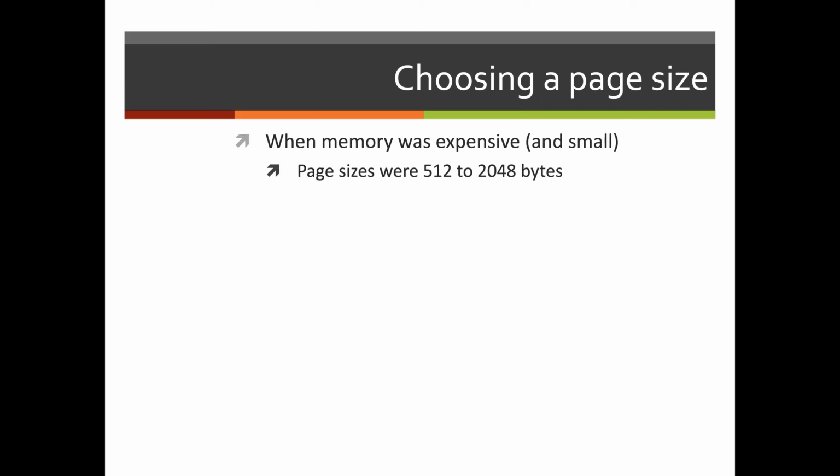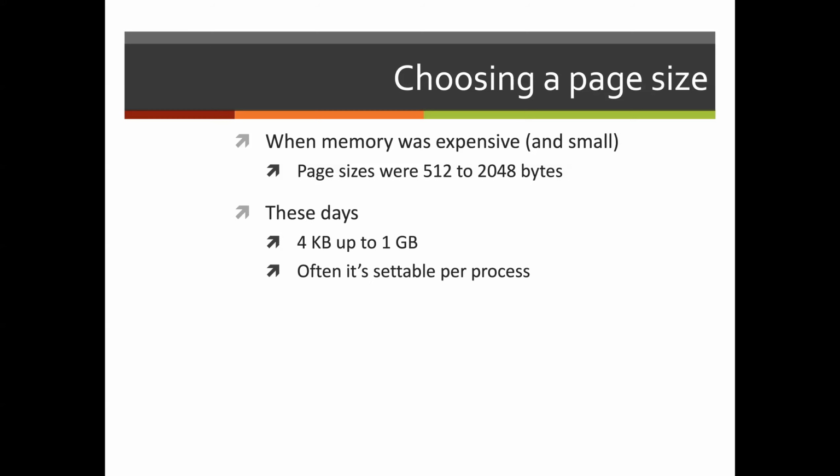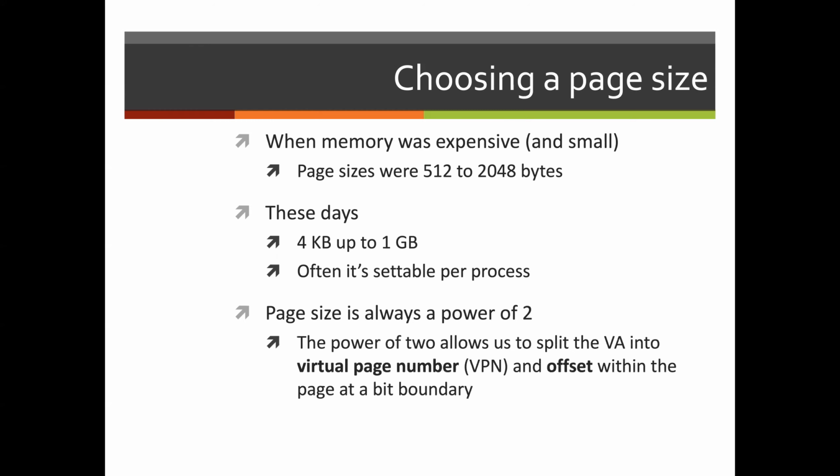And so you want to keep in mind that page sizes varied from 512 to 2048 bytes several decades ago. And this was back when memory was a lot smaller. These days, a page size can range from 4 kilobytes up to 1 gigabyte, and they can be set per process. And you want to consider that a page size is always going to be a power of 2. And this allows for the virtual address to be split into the virtual page number and the offset.